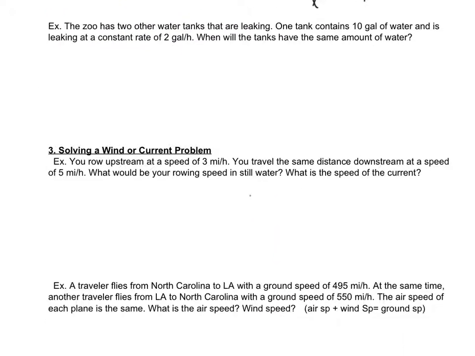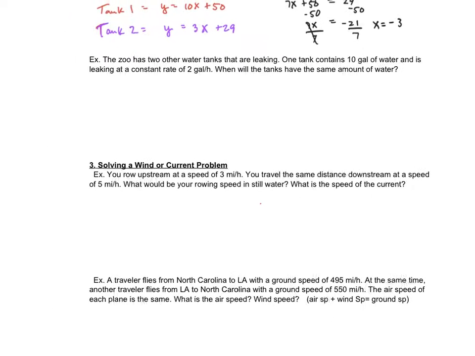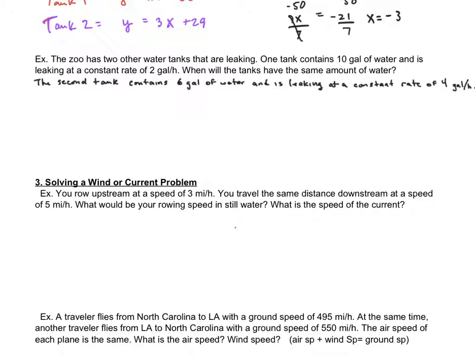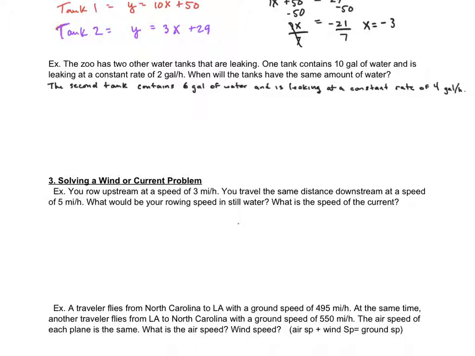The zoo has two other water tanks that are leaking. One of those tanks contains 10 gallons of water and is leaking at a constant rate of 2 gallons per hour. Okay, it helps when I use the entire question, and it says the second tank contains 6 gallons of water and is leaking at a constant rate of 4 gallons per hour. When will the tanks have the same amount?